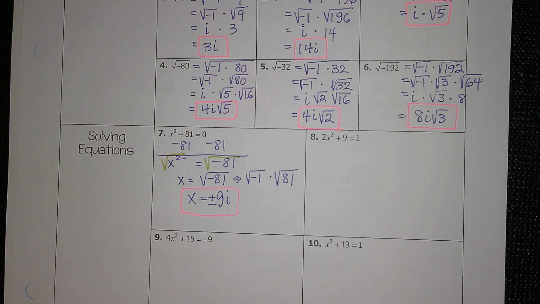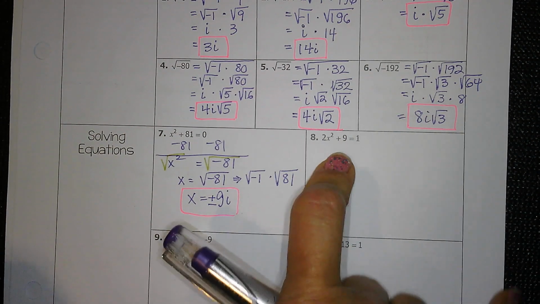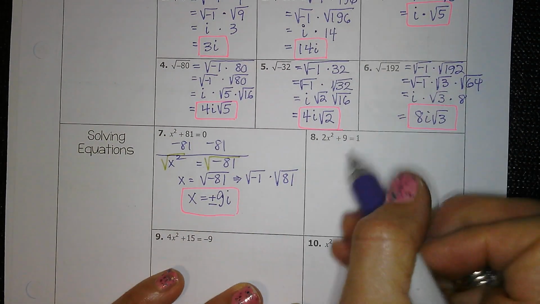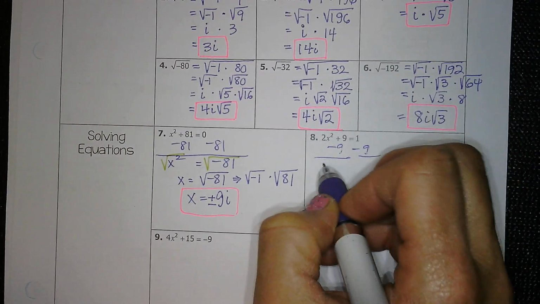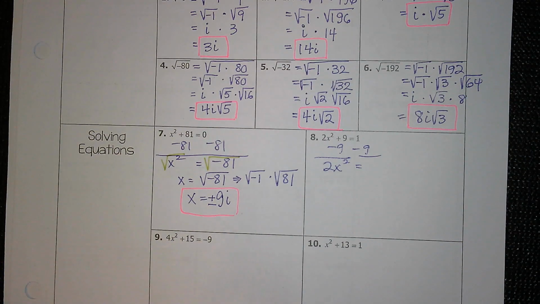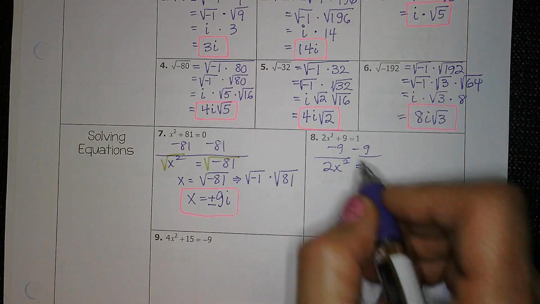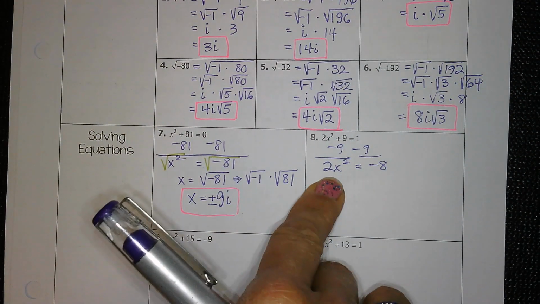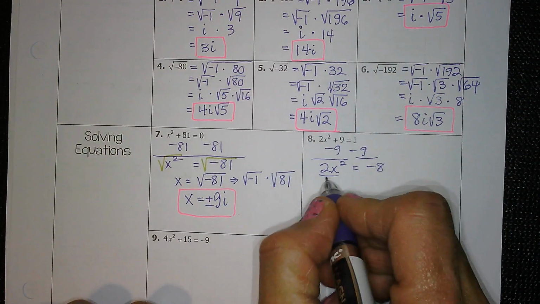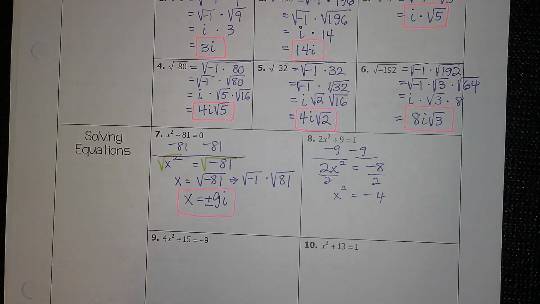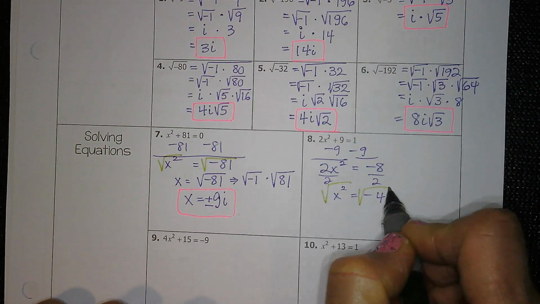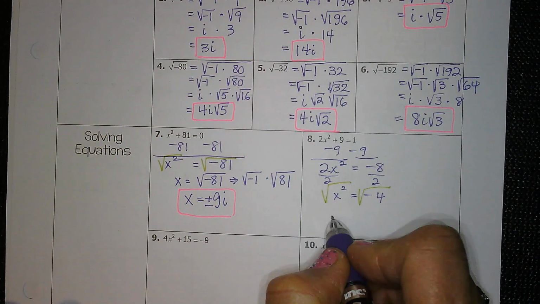Number 8. Use your algebra. Get x alone. What are we going to do first, Shelby? Minus 9. Good. So I have 2x squared equals? Negative 8. Negative 8. Zombie, what are you going to do next? Divide by 2. Yep, that's exactly what I would do too. So x squared equals negative 4. Next step, Isabel, what are you going to do? Square root. And Vince, can you go straight from here to the answer?